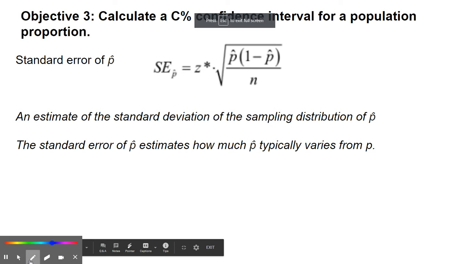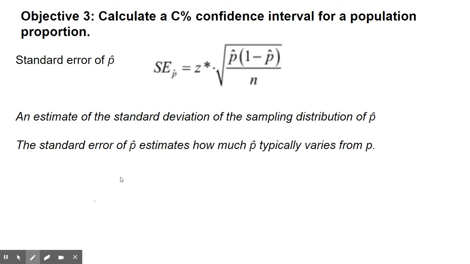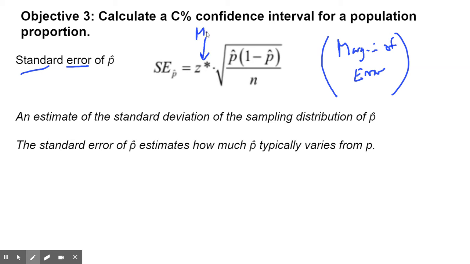Okay, and now we've reached objective 3, where we're going to actually construct or calculate these confidence intervals. So the first thing we're going to talk about is what's called the standard error. And the standard error of your p hat is going to be your estimation for the margin of error. So notice what it entails. It entails that z star multiplier, as we talked about. So that's just the multiplier to make your interval wide enough.